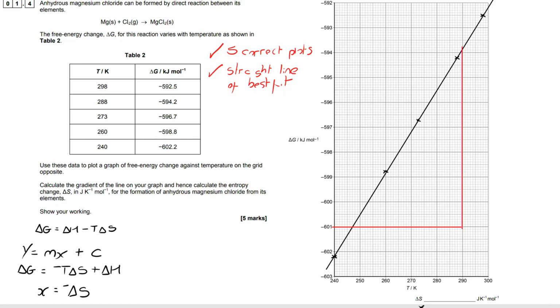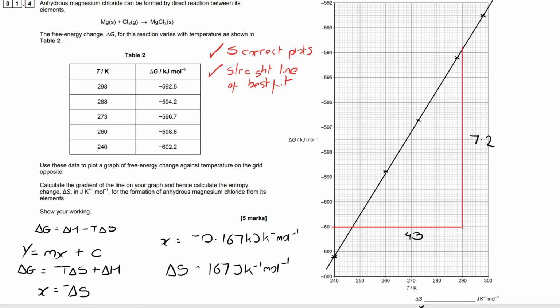I've rearranged here the delta G equation so that we can see what each component is. Delta G is negative T delta S plus delta H, which means that the gradient is negative delta S. And that's really quite useful, because I can calculate the gradient. I've got the figures here, 7.2 and 43. And from there, I can work out the gradient, and I can see that the gradient is negative 0.167 kilojoules per Kelvin per mole. That's changing y over changing x, 7.2 divided by 43.